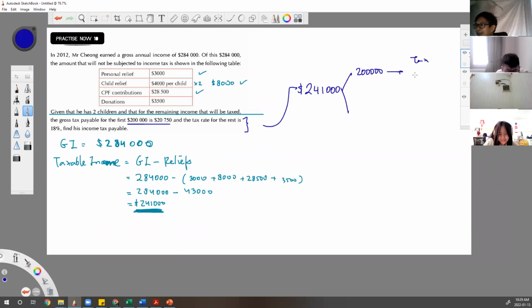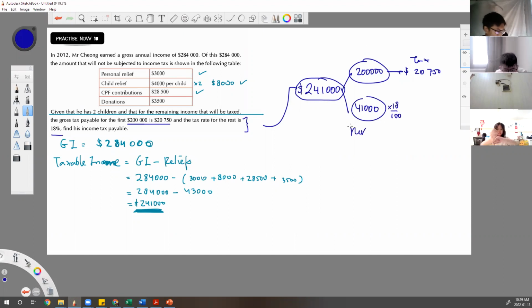Tax-nya langsung kena $20,750, right? And the tax rate of the rest-nya berapa? Udah tahu dong, dia gajinya taxable income 241,000. Ini udah kepake first 200,000. Berarti the rest berapa? 41,000 kan? Ya. Dia kena tax 18%. Oh ya udah, berarti ini kali 18%. Simple gitu. Ini rest-nya. Jadi 41,000 times 18 by 100, 7,380. Ya, jadi ini remaining-nya.